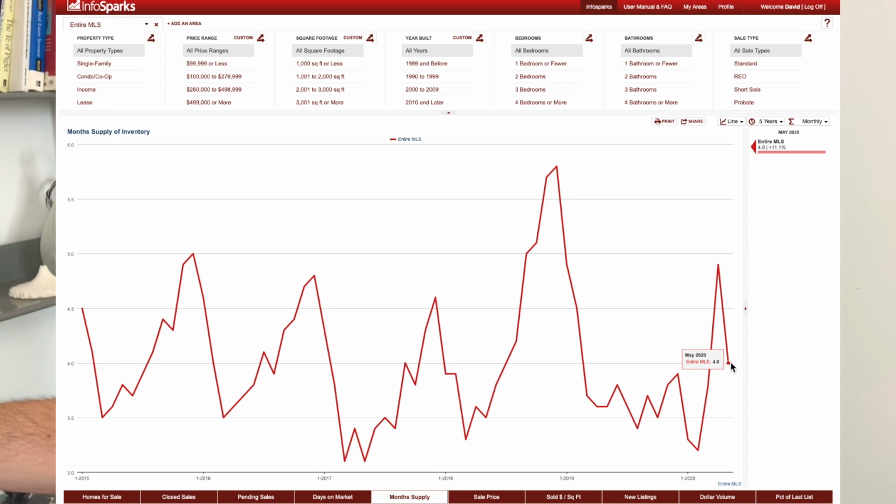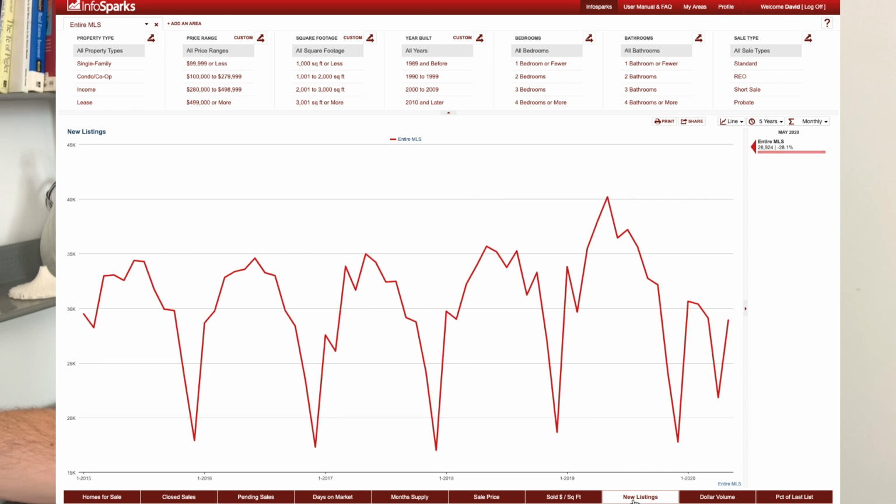But what's interesting to me right now is this is May, and we had a nice peak in April, which is unusual, but now it's dropped. And I think that's because of coronavirus and what's going on with fewer people listing their homes. So let's look at the number of new listings that are going on the market.